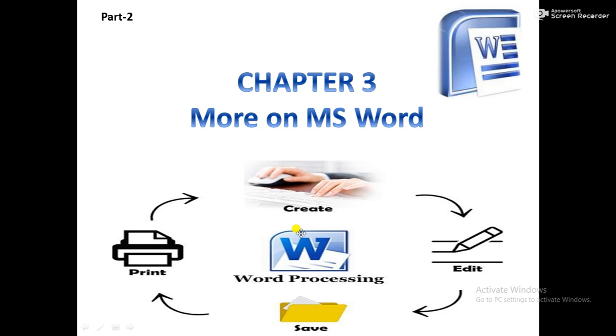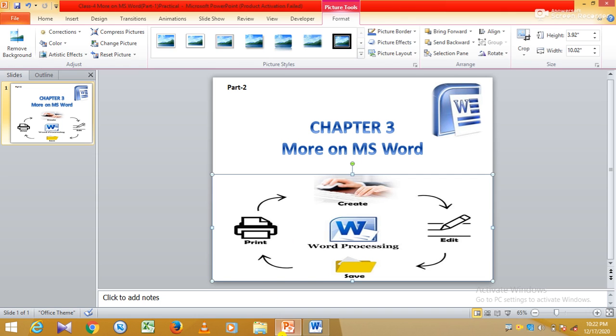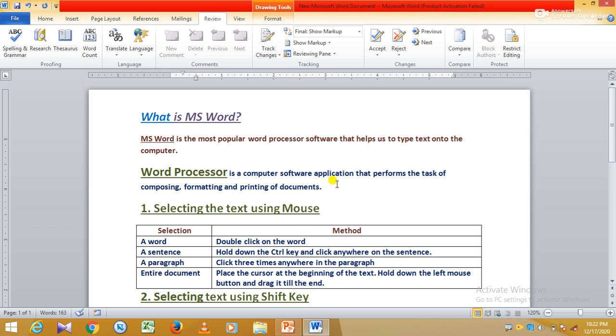Students, in our last class we discussed that MS Word is a word processing software that is used to create and edit. It means you can make changes in your document, then save your document again and again with a different name, and you can take printouts after you finish your work, as you need. Now today we will continue with our next topic.